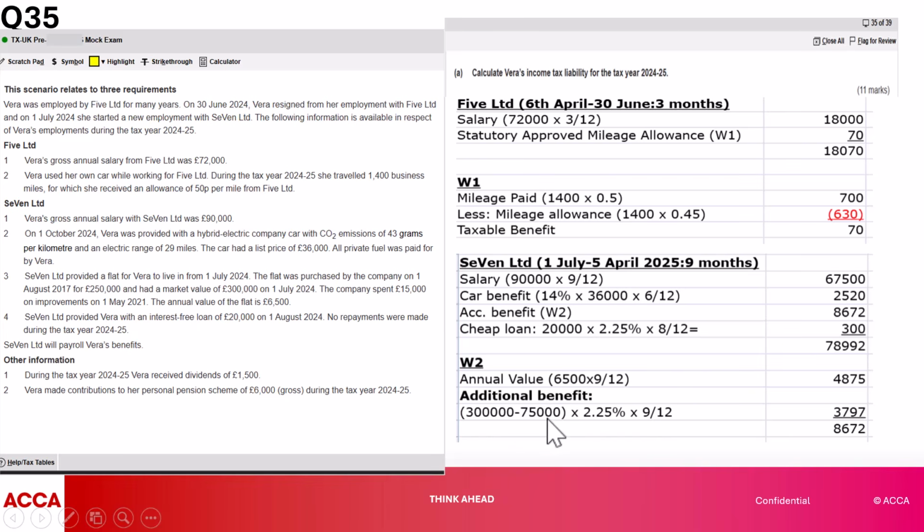You'll get 225,000 times 2.25% times 9 over 12. And therefore you get your answer there. So you now notice, and we add that now to the accommodation benefit.